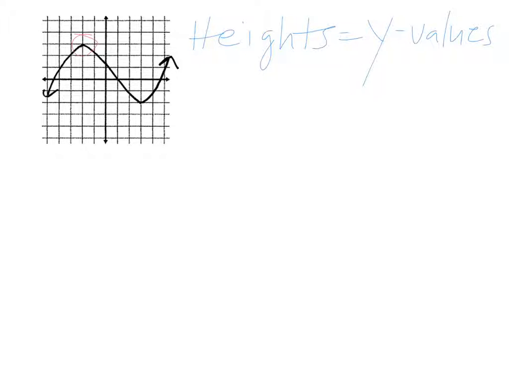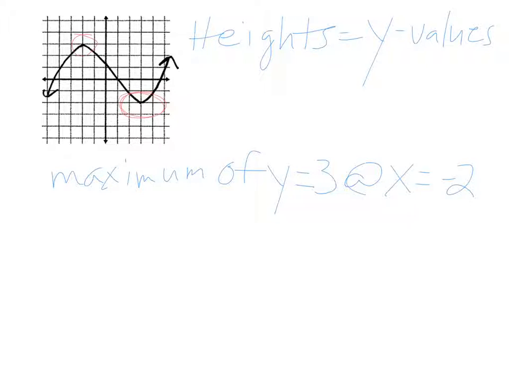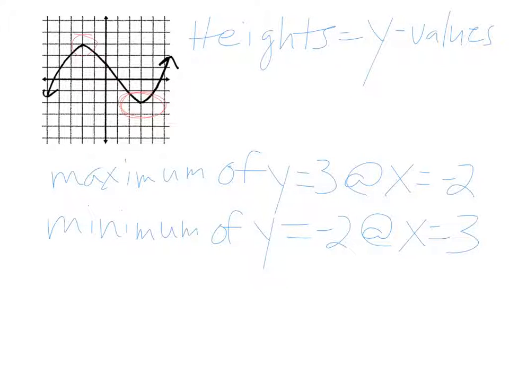So to describe this, we write maximum of y equals 3 at x equals -2. The low point, or the bottom of a valley, is right here at the point 3, -2. So we write the minimum, the low point, minimum of y equals -2 at x equals 3. Write your answer in this form, please.